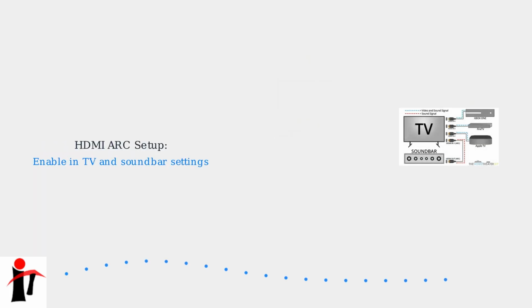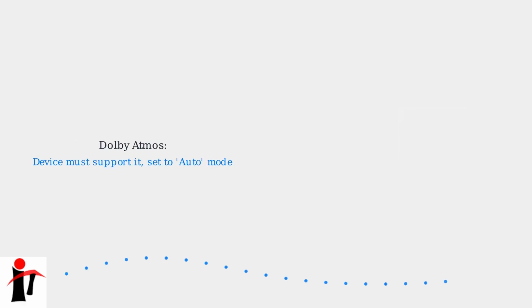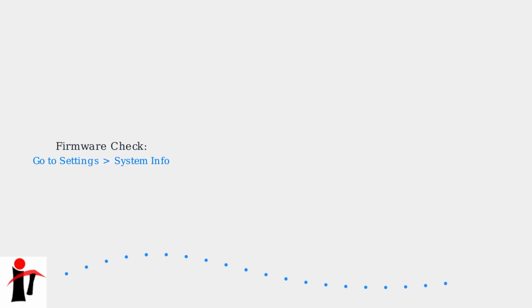If using HDMI ARC, audio return channel, confirm it's enabled in both your TV and soundbar settings, allowing audio to pass back from the TV to the soundbar via the HDMI cable. If you are using Dolby Atmos, make sure your device is capable of doing so, and make sure you are in auto mode. Finally, check if your cable box has the latest firmware: settings, system info.